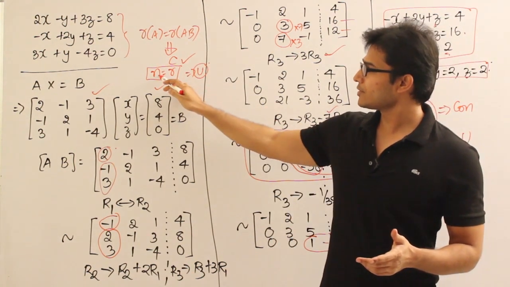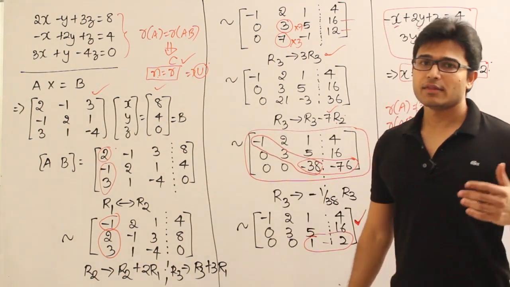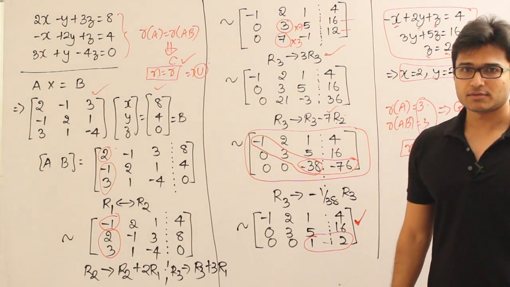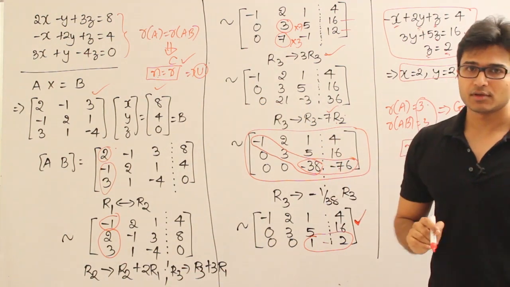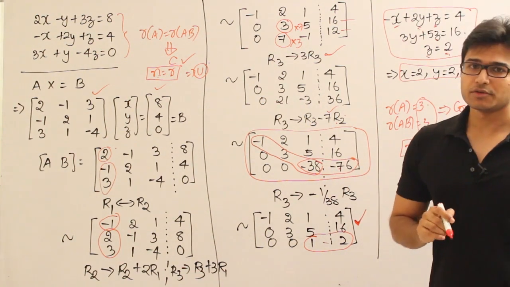What if the number of unknowns is greater than r? Then there will be an infinite number of solutions, as in the earlier example we have seen. Okay, for this one, unique solution.